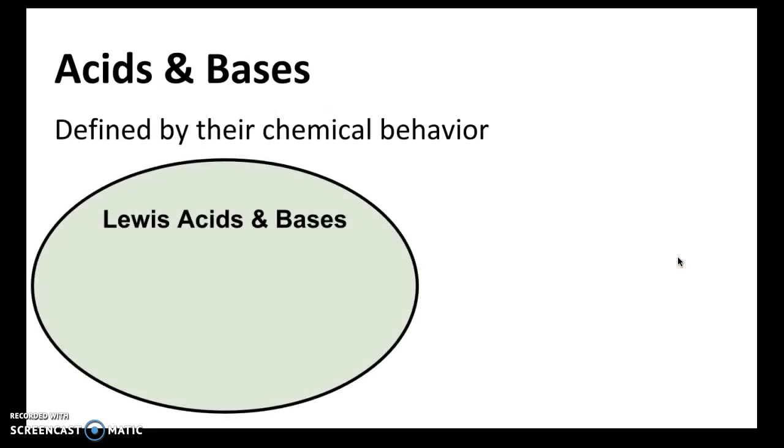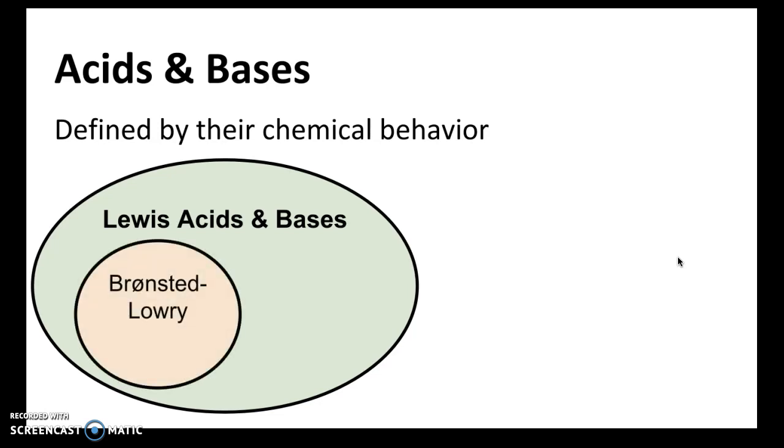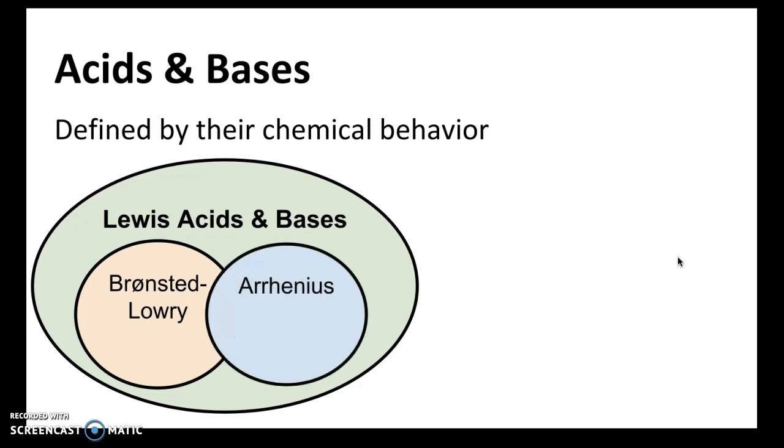So in order to understand how acids and bases dissolve, we have to give them definitions based on their chemical behavior. There are 3 definitions for acids and bases: Lewis acids and bases, and that's a very broad definition. And within that, you can have a Bronsted-Lowry or Arrhenius acid and base. And there's overlap between these, so something could be both a Bronsted-Lowry and Arrhenius as well.